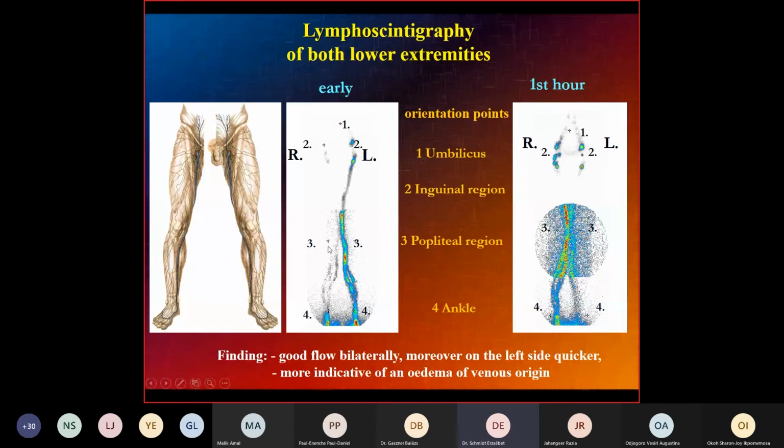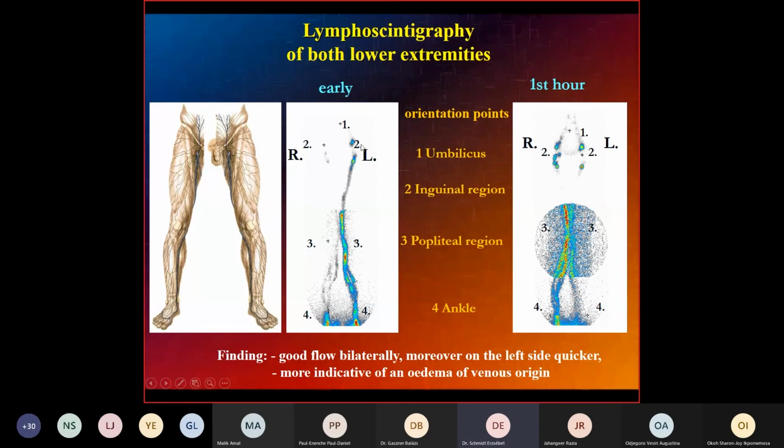And here you can see the lymphoscintigraphy of both lower extremities. Early and delayed scans were performed. You can see colorful strips and spots, which represent the lymphatic vessels and the lymph nodes. For better orientation, I enclosed an anatomical schema. This lymphatic vessel on the left side you can see here, and on the right side here.